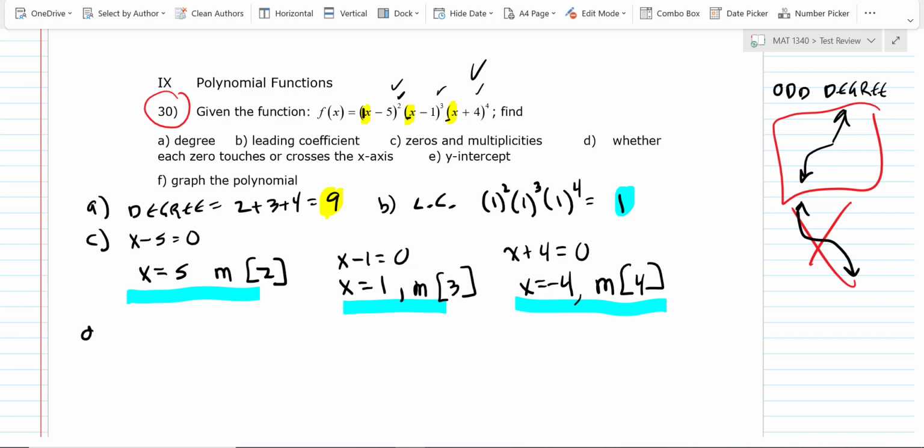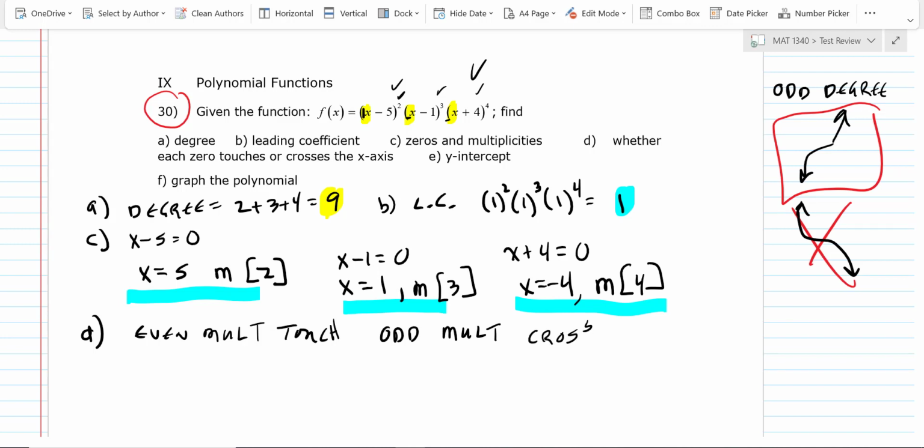Okay, part D, let's see if we remember anything about the touching and crossing. The touching and crossing is all about the multiplicities. Does anybody remember how you can tell if you touch the x-axis based on the multiplicity? It touches if it's even, crosses if it's odd. So anytime you have an even multiplicity, you're going to touch. If it's an odd multiplicity, you're going to cross.